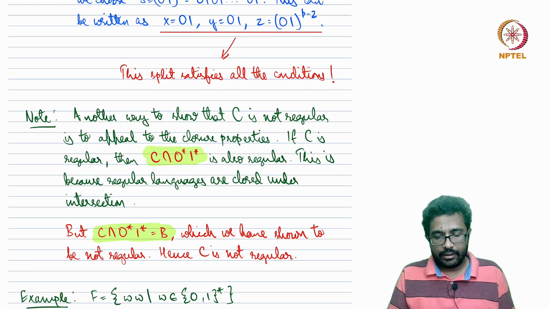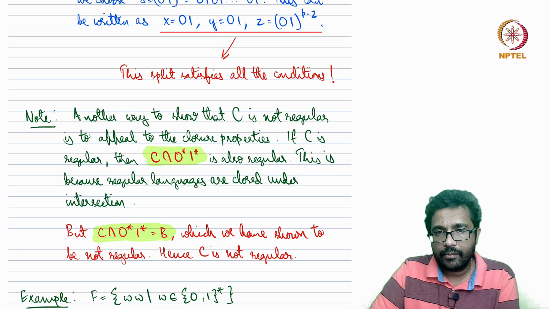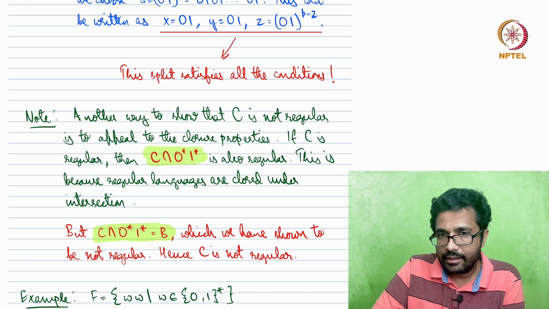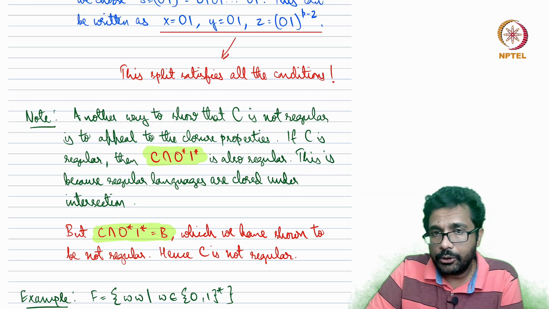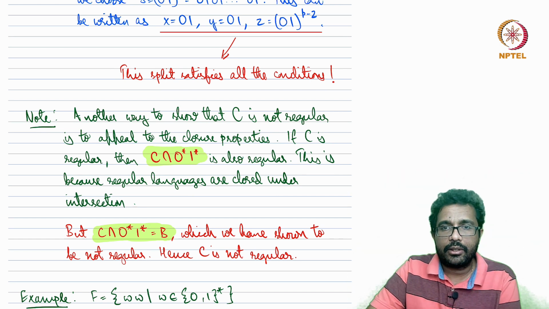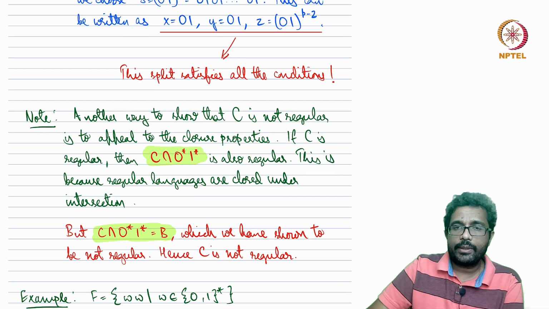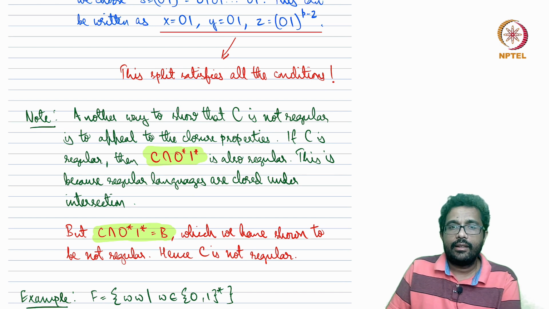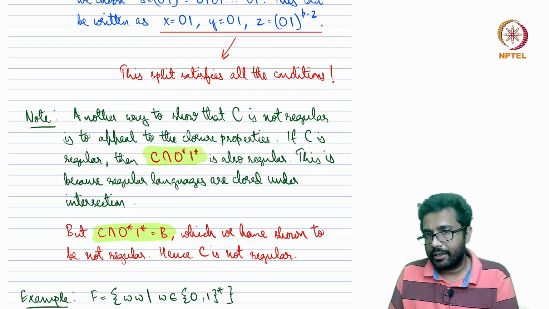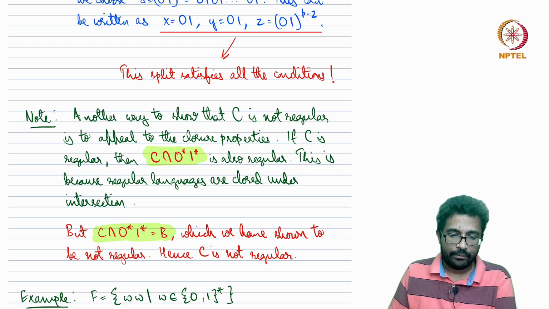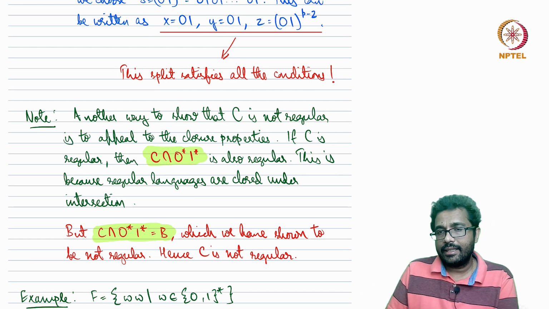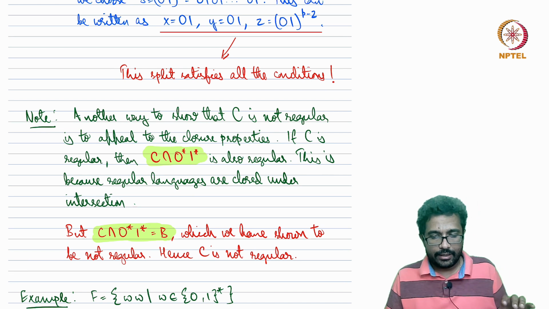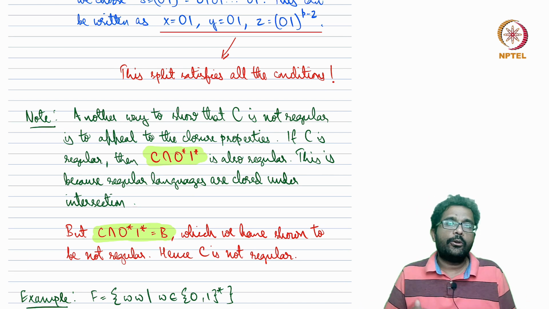So we have said that it is regular, and now we are observing that it is equal to B, but we have already shown that B is not regular. So if C was regular, this intersection is regular, but this intersection is equal to B, which we have shown to be not regular. Right. So we started with the assumption that C is regular, and we ended up with the inference that B is regular, which is a contradiction because we have already shown B to be not regular. So this implies that C is not regular. Right? So this is a way to show that C is not regular without directly going through the pumping lemma.